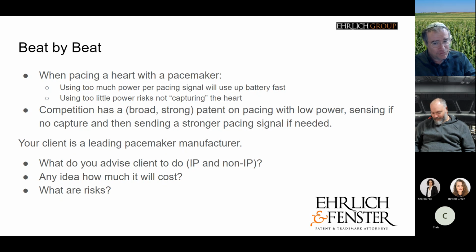Okay, both IP and non-IP. And do you have any idea of how much this advice will cost you? And last but not least, what are the risks? Now, this is based on a true story, and I'm only telling you the first half of it.